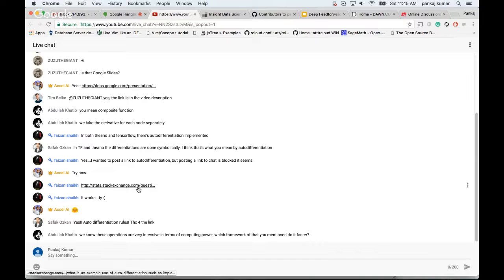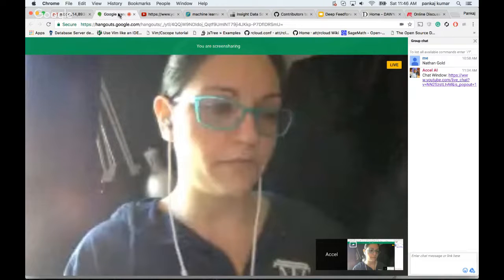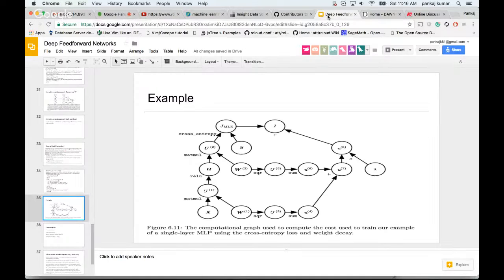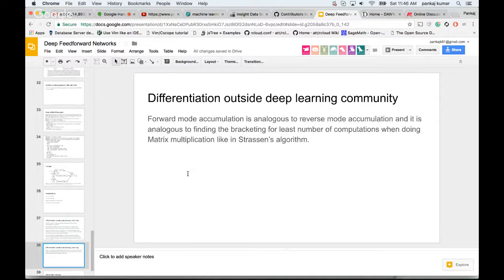And then let's see, we've got Abdullah. He says, we know these operations are very intensive in terms of computing power. Which frameworks that you've mentioned do it faster? Do you know, Pankaj, which ones might do it a little bit faster? I don't know, but there are some comments in the slides itself. So I think I have it written somewhere.